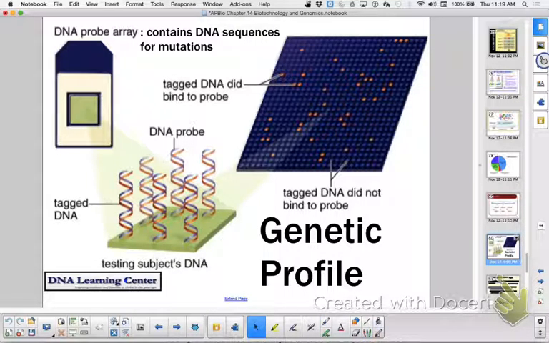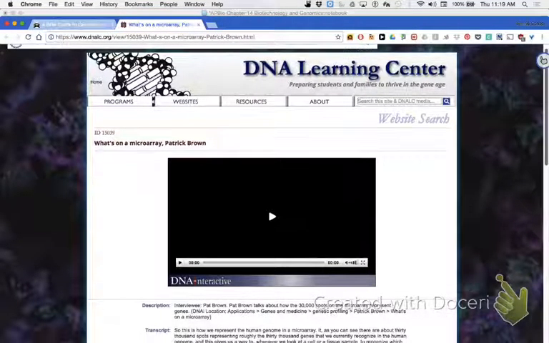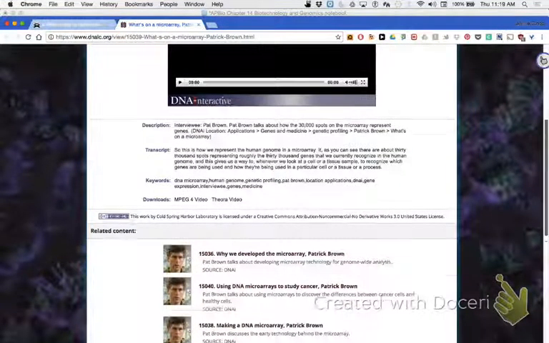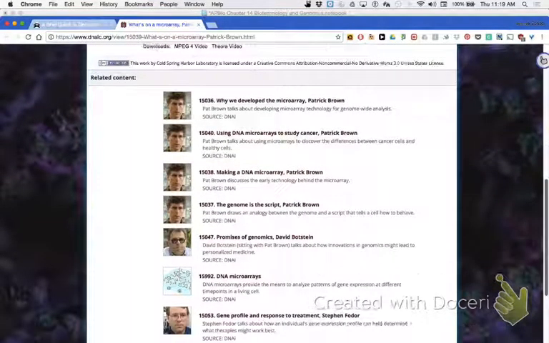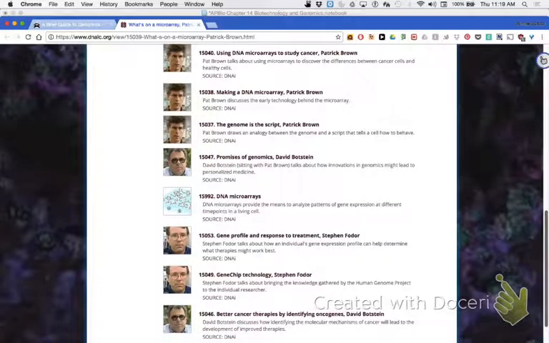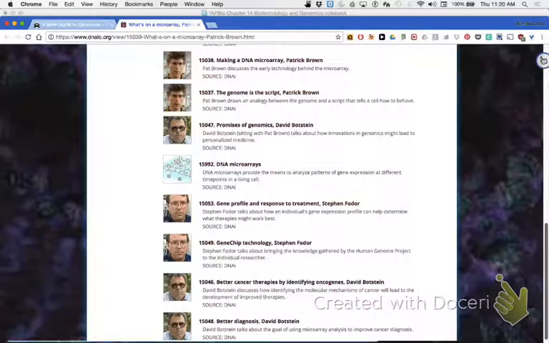Let's do it where I am a pointer. I'm gonna show you that one. Okay, what one is the name of that one? What's on a microarray? Remember that one. I want to show you how to make a microarray. Un momento, por favor. Oh, here it is.